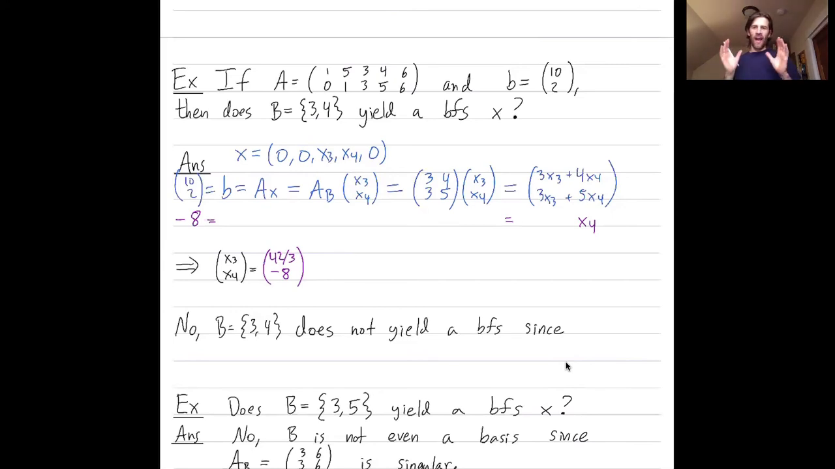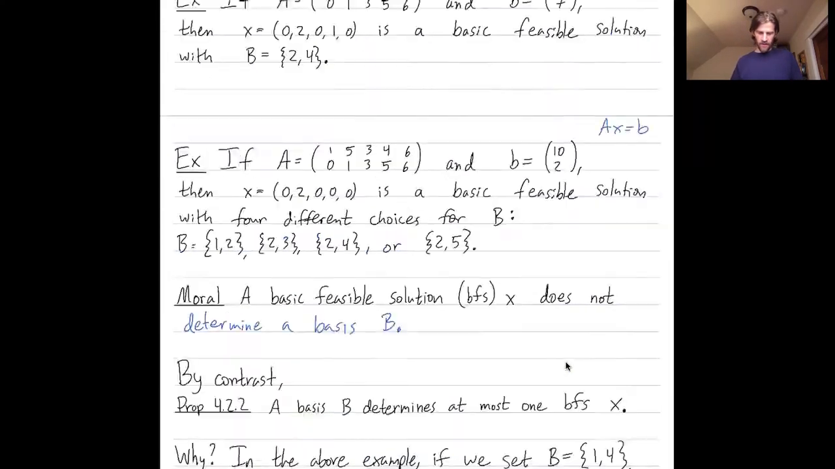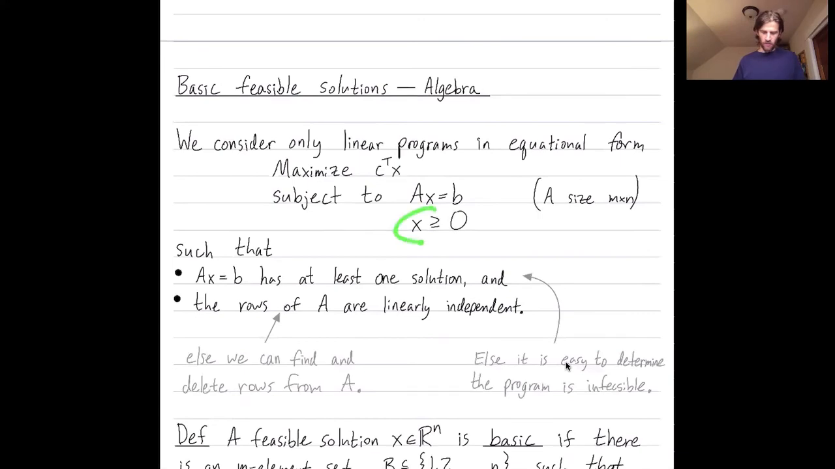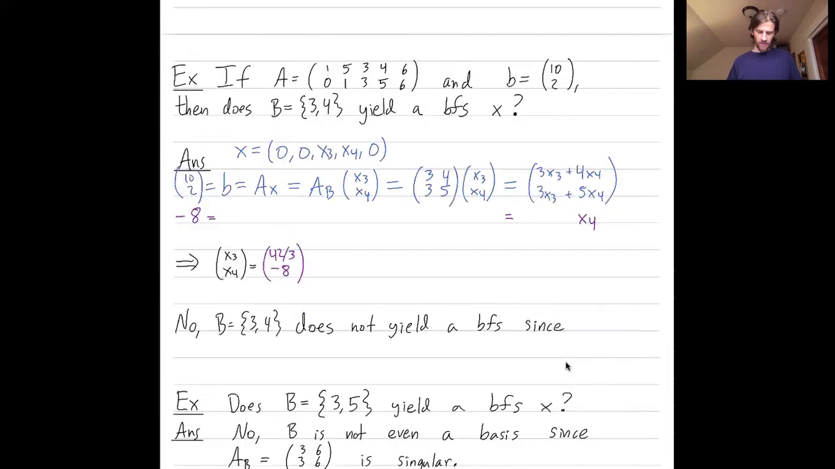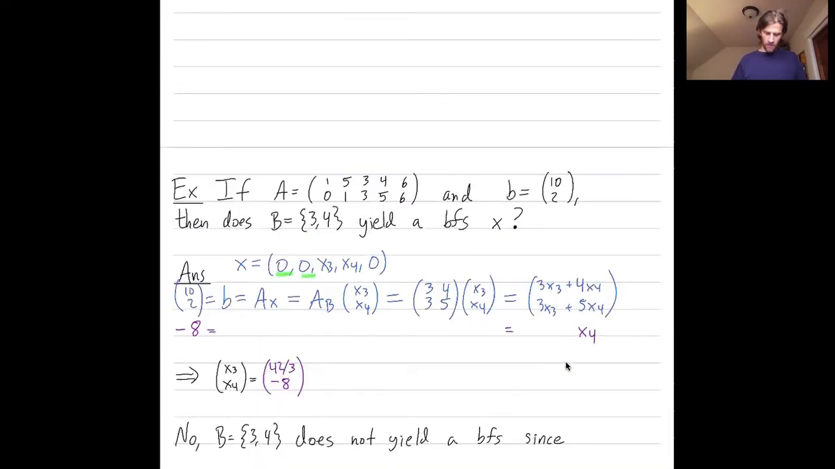Okay, so I had a basis, 3, 4. It was indeed a basis. I solved for the corresponding basic feasible solution. But what do I notice? One of the entries is negative. So this is not even a feasible solution, right? In my linear program in equational form, my vector has to be of non-negative entries. Most of the entries were non-negative, okay, but this 4th entry, which is -8, is negative. So I don't even have a feasible solution.